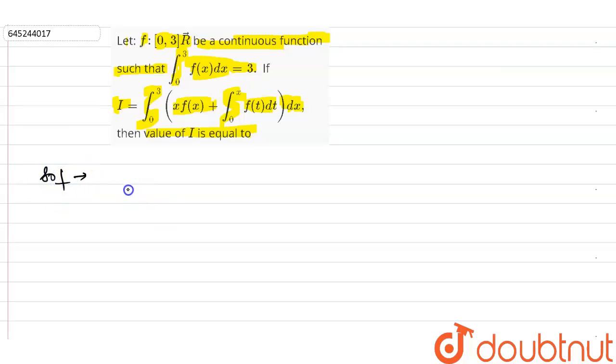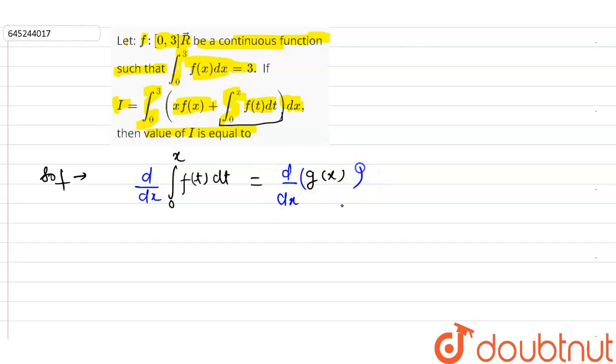So basically, first of all, I'm going to tell you one thing. If we have the integration from 0 to x, and here we have f(t) dt according to the question, let's suppose that it equals some function g(x). I'm solving this part first. On differentiating both sides, I can solve this integration. So I'm applying differentiation on both sides.